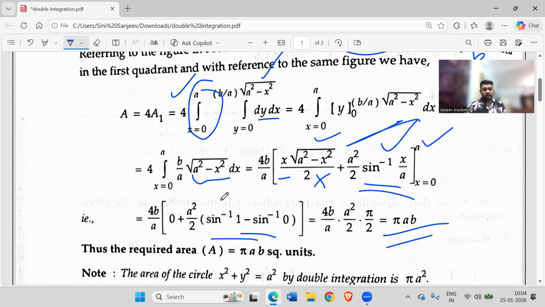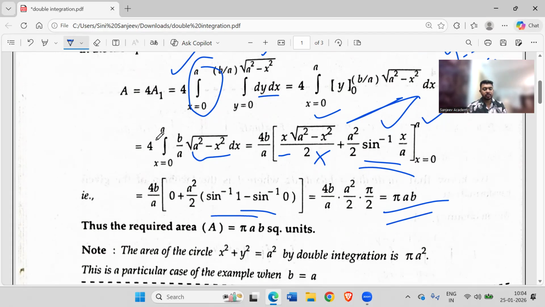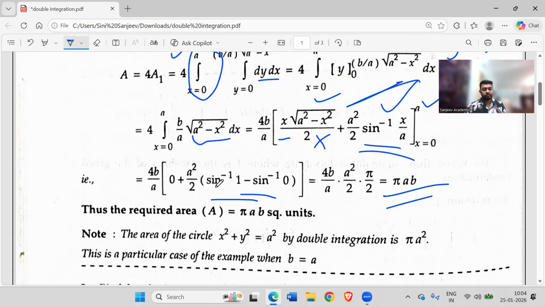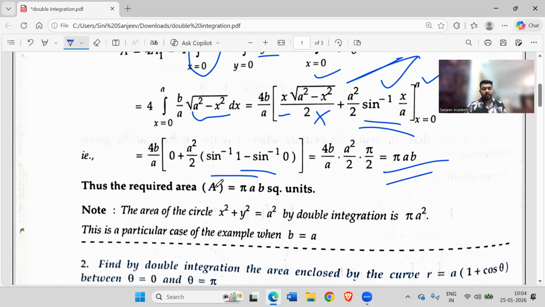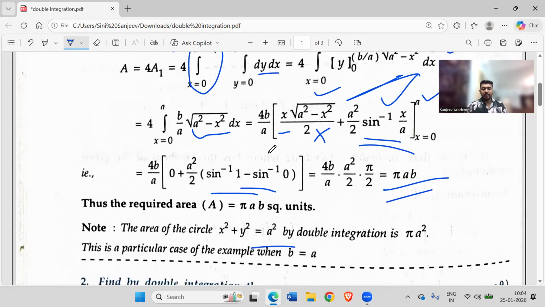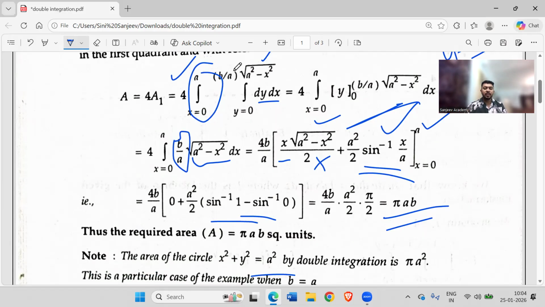We need not show anything, because again, in engineering, the answer is more than enough. And suppose a circle is there, right? In a circle, there is only one difference: this b by a will not come. It's only root of a square minus x square. Rest everything is the same. Remove b by a, and you will get the correct answer for a circle. And you have to try this also.